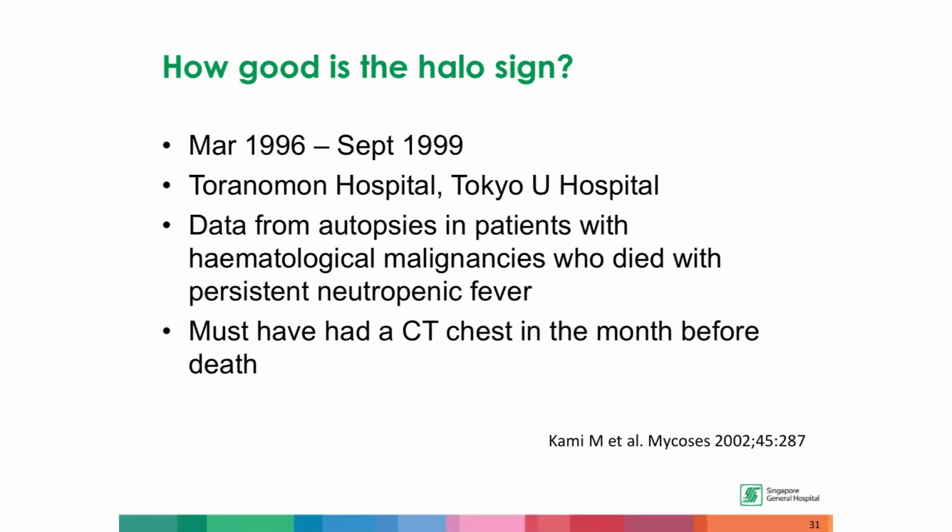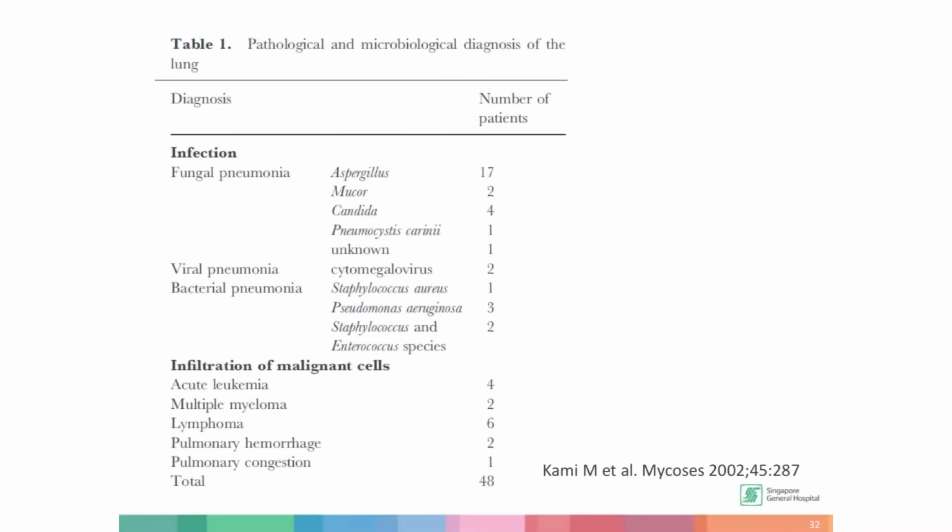So how good is the halo sign? How useful is it to us as clinicians? So this is, again, an old paper, and again, the proof of aspergillosis is absolute because all of these patients had to have autopsies. And you find that, sure, there were a variety of bugs causing pneumonia and a variety of other conditions. So I show this slide to show you that when you are dealing with these very sick people, an X-ray, a radiological infiltrate need not be a fungus and need not even be infective.